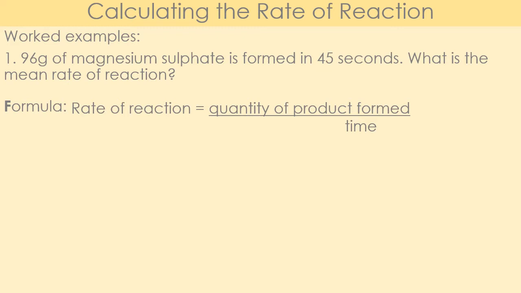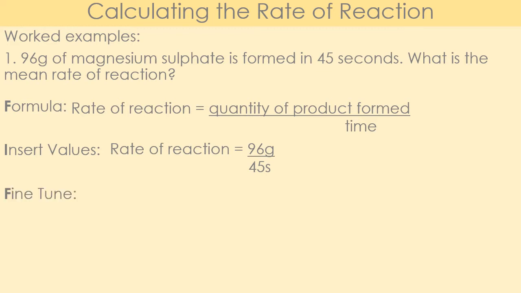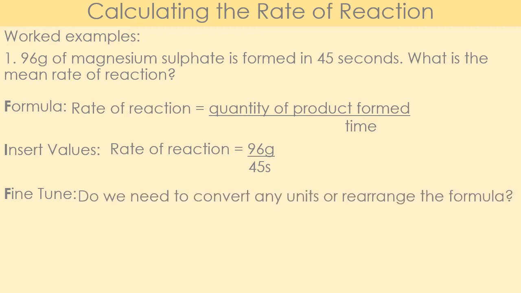And the next part from the FIFA acronym is the I. For that I, we're going to insert our values. So our values are 96 grams for our quantity of product formed, divided by 45 seconds. Now, by doing it like this, we know we're not going to make any mistakes. We now need to fine tune. That's our next F for FIFA. Fine tune means, do we need to make any readjustments or any rearranging of the equation? Have we got to convert any units or rearrange the formula?